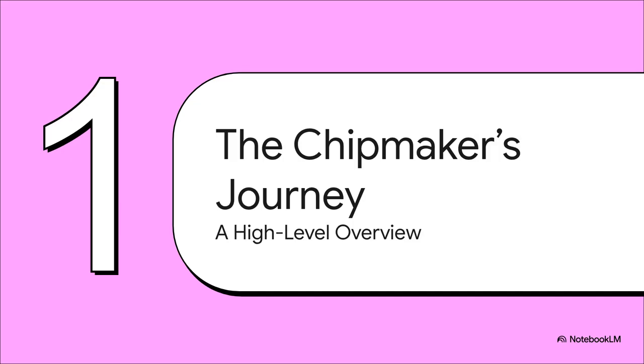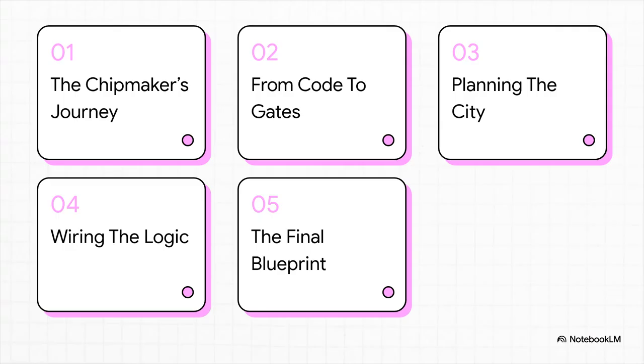Okay, so before we dive deep into the weeds, let's pull up the map for this journey. If we get the big picture first, each stop along the way is going to make a whole lot more sense. We're going to break this down into 5 key phases. We'll start with that high-level vision, then see how the code gets turned into actual building blocks. After that, we'll plan the layout of our microscopic city, connect everything with wires, and finally, do the last inspection on the blueprint before we send it off.